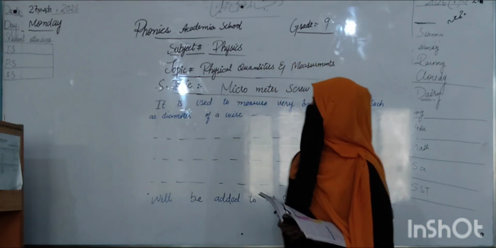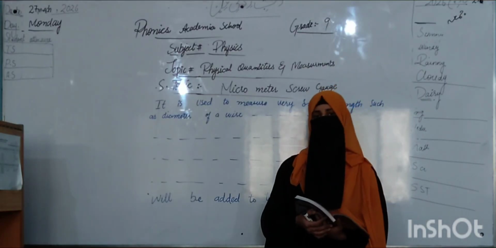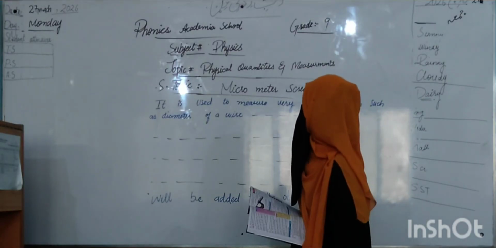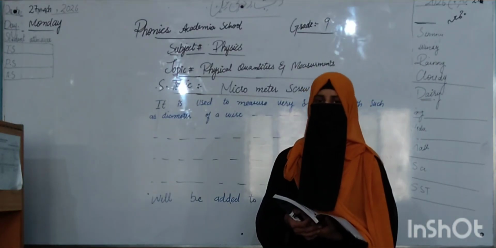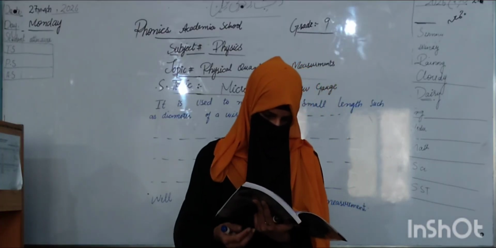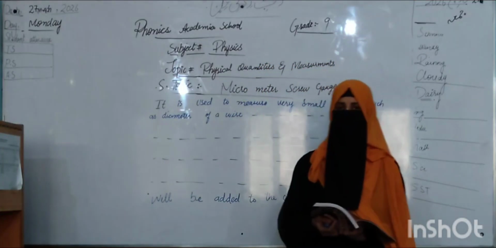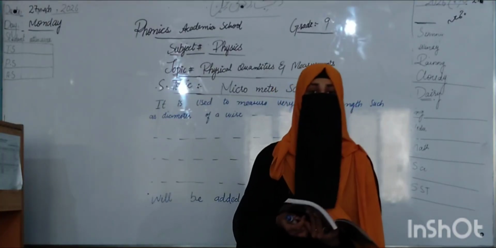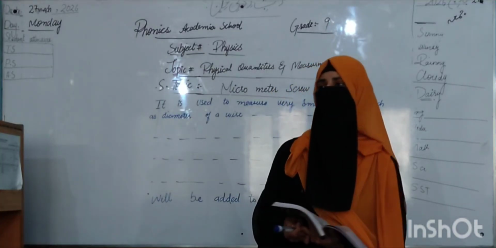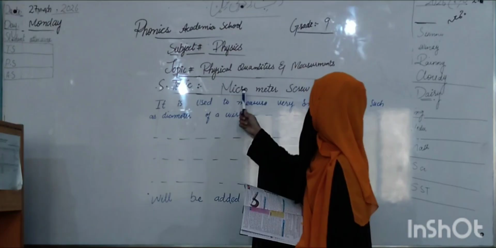Which we have studied in physics, chapter 1: physical quantity and its measurement. Today's lecture is about the micrometer screw gauge. So all the students, open your book to page number 14. Let's start today's lecture about what a screw gauge is, how it measures, what the zero error is, and what the least count of a screw gauge is. So now we have started our lecture.